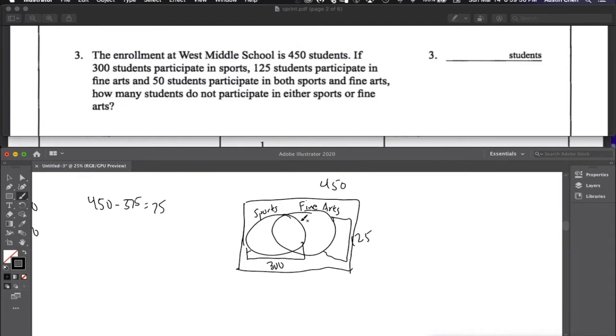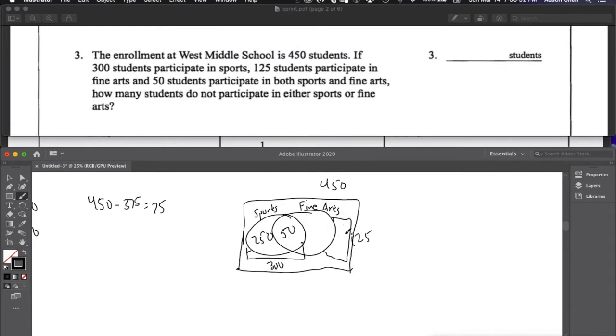And it says 50 students participate in both sports and fine arts. And the both sports and fine arts region is just going to be the overlapping of the sports and fine arts bubbles. So it's just going to be 50 right here. So now you see we can solve for the regions that are only sports and only fine arts, right? Because we knew that this whole sports bubble was 300, and now we know that this region is 50. So then the only sports region, we know that is 250. And that's saying that there are 250 students that participate in only sports and not fine arts.